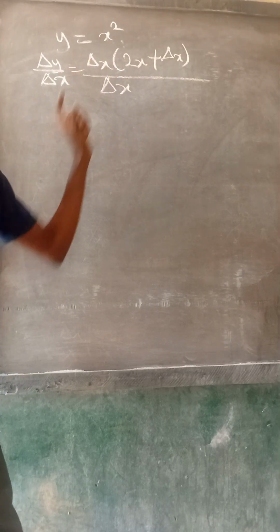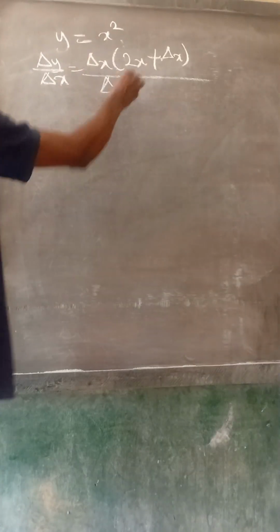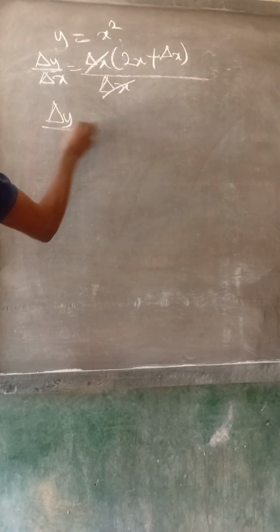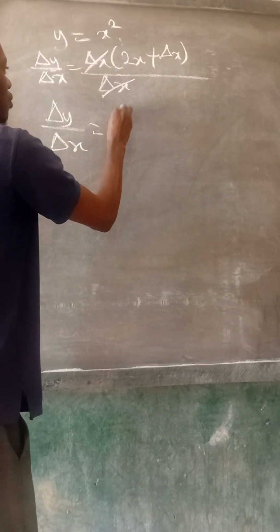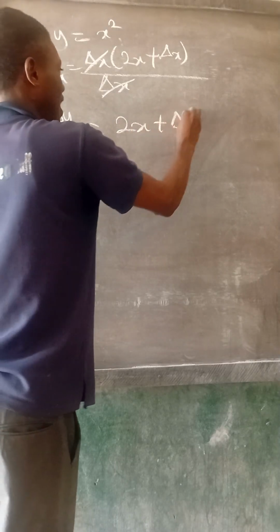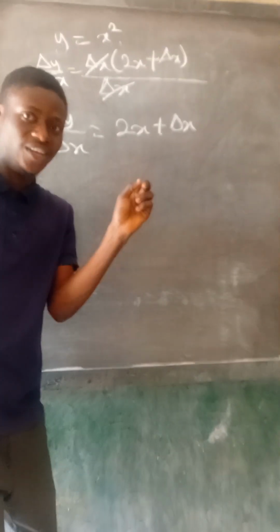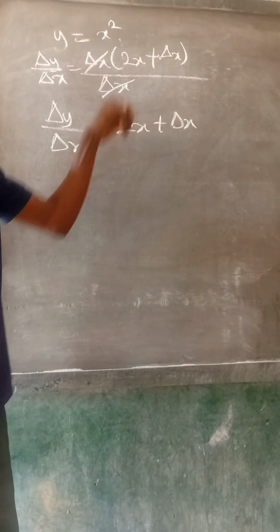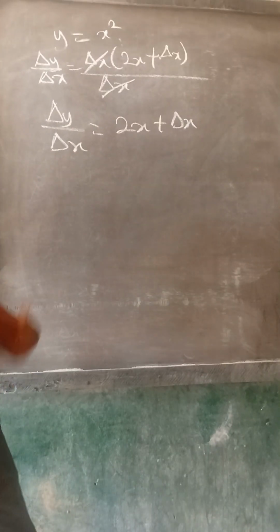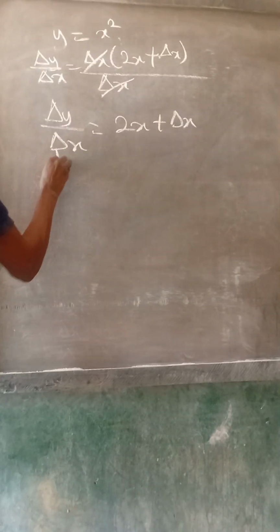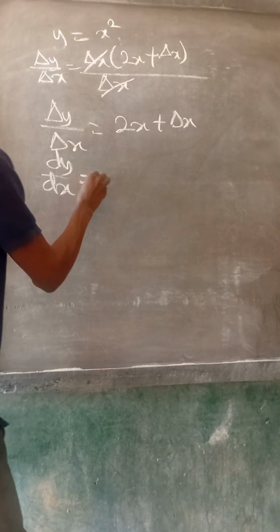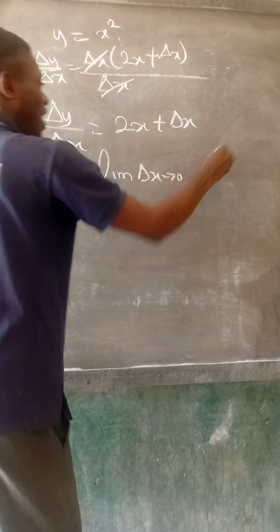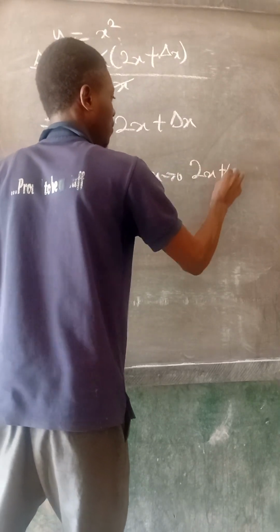We have brought out delta x which is common. So what do you do now from here? So delta x can cancel delta x. So what do you have left? You have delta y over delta x equals 2x plus delta x. So what was the last step we did the other time? We now bring in limit. So it means that we are now to bring in limit as the delta x is approaching 0. So it's now going to become dy over dx equals the limit as delta x approaches 0 of 2x plus delta x.